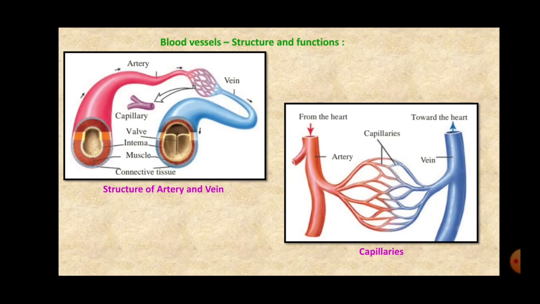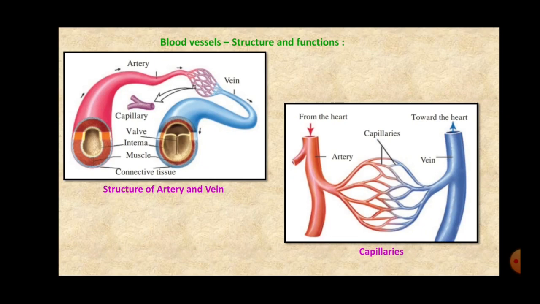Now the major difference between the arteries and the veins is that arteries are deeply present under our skin. We are not able to see them. But veins are quite superficial. If you see the inner side of your hand, you can see very faded blue colored lines under your skin. These are the veins which carry the impure blood from the different parts of the body towards the heart.